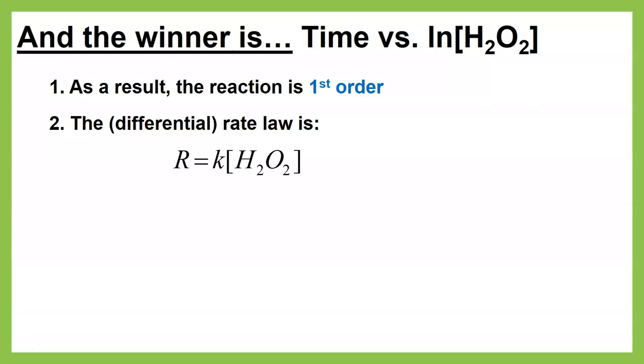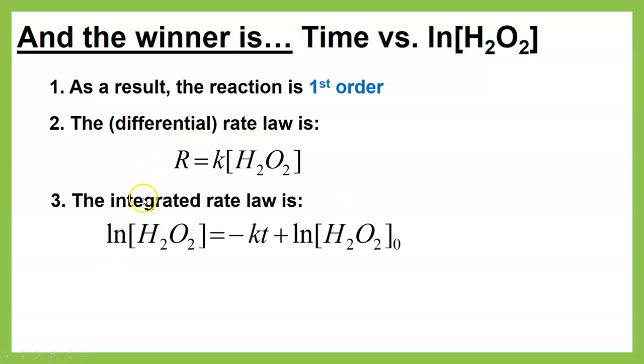So I can now write the rate law. I know that it's going to be rate equals your rate constant times your chemical raised to the first power. If I want the integrated rate law, I would choose the one that matches first order, which is the natural logarithm of your concentration equals negative kt plus natural logarithm of your starting concentration.